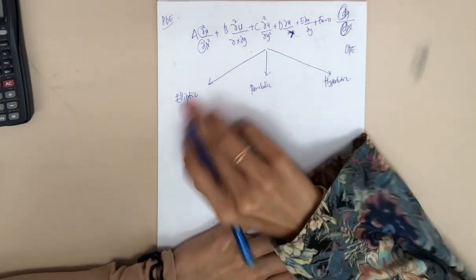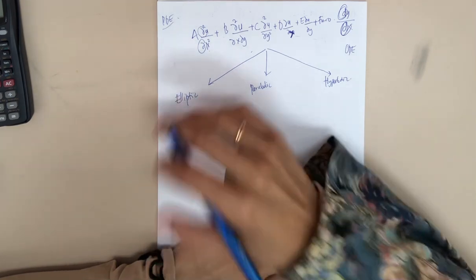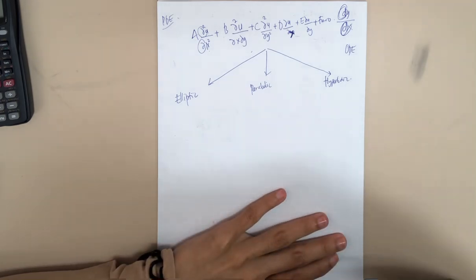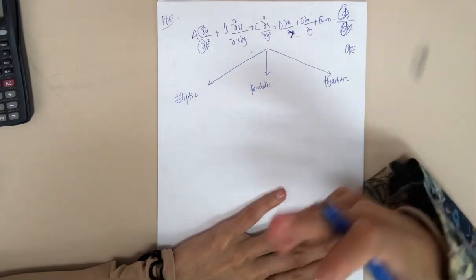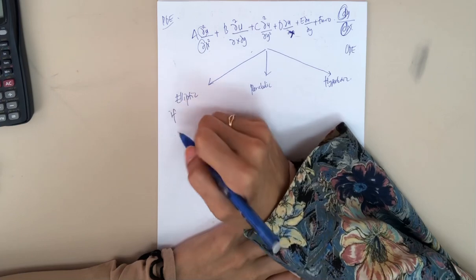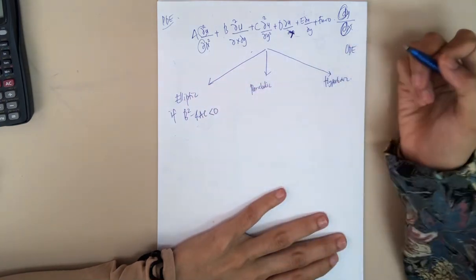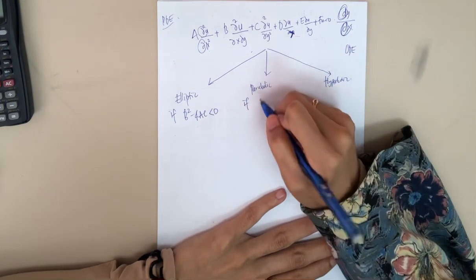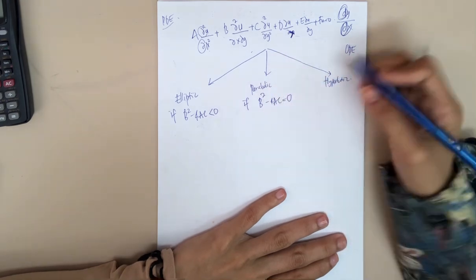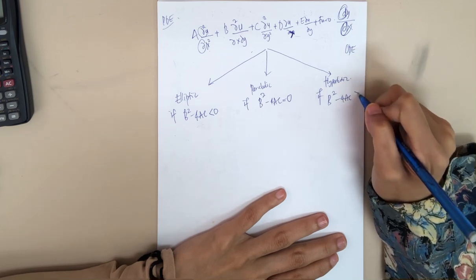Okay, so how do we identify whether this equation is elliptic, parabolic, or hyperbolic? It's said to be elliptic if your b square minus 4ac is less than 0. I will just write it first. For parabolic, b square minus 4ac is equal to 0, and for hyperbolic, b square minus 4ac is greater than 0.